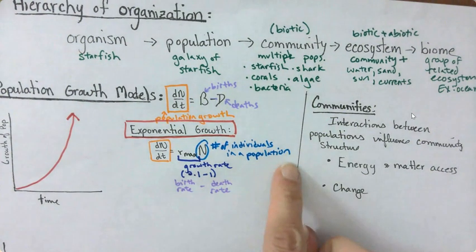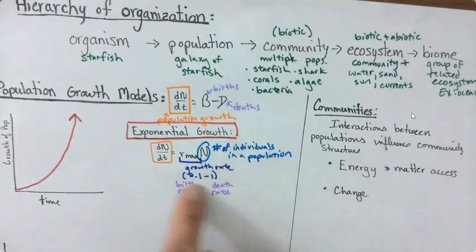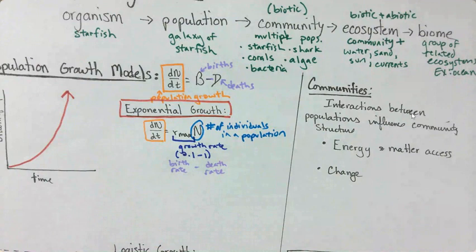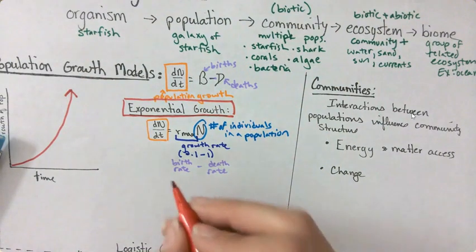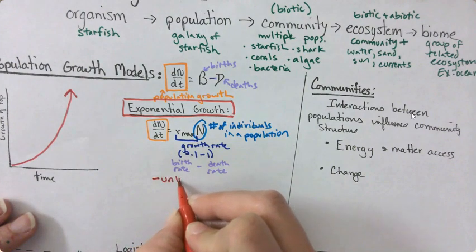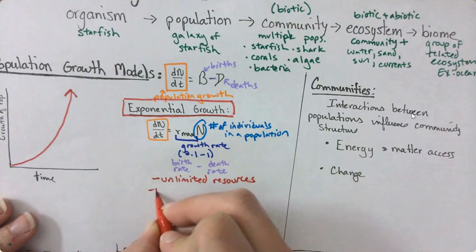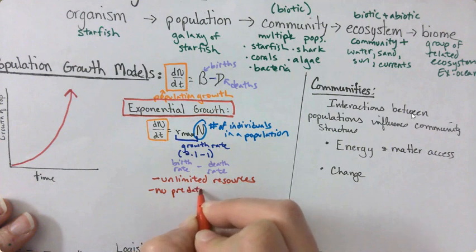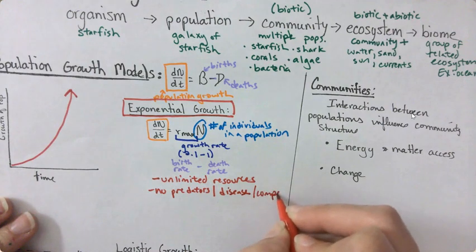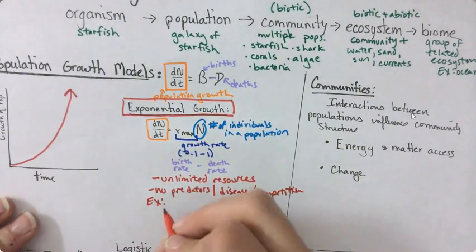So if you wanted to calculate exponential growth, you would use this equation. And this would give you the increase in the number of individuals in the population over a certain period of time. But when would a population be in exponential growth? We're looking at times when nothing is stopping their growth or holding it back. So you would have to have unlimited resources, right? No predators or disease or competition. And really good examples of things that are in exponential growth right now are invasive species.